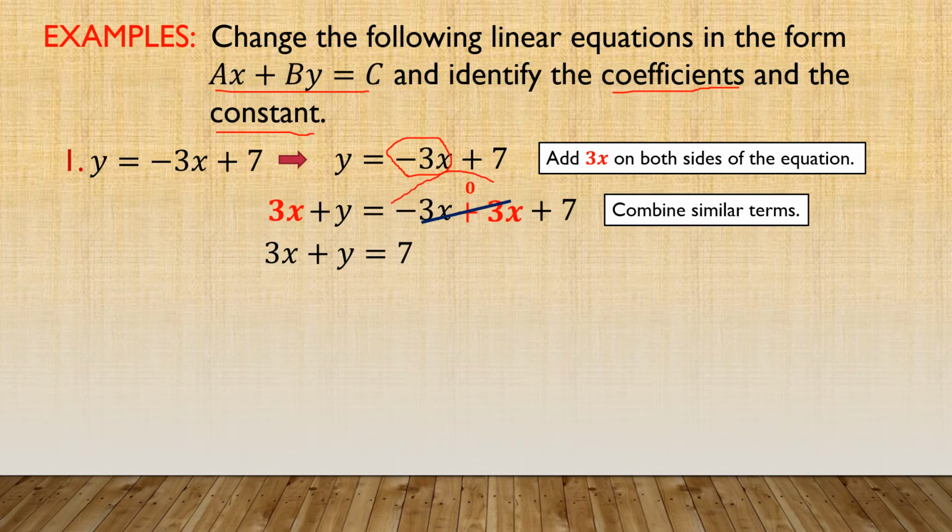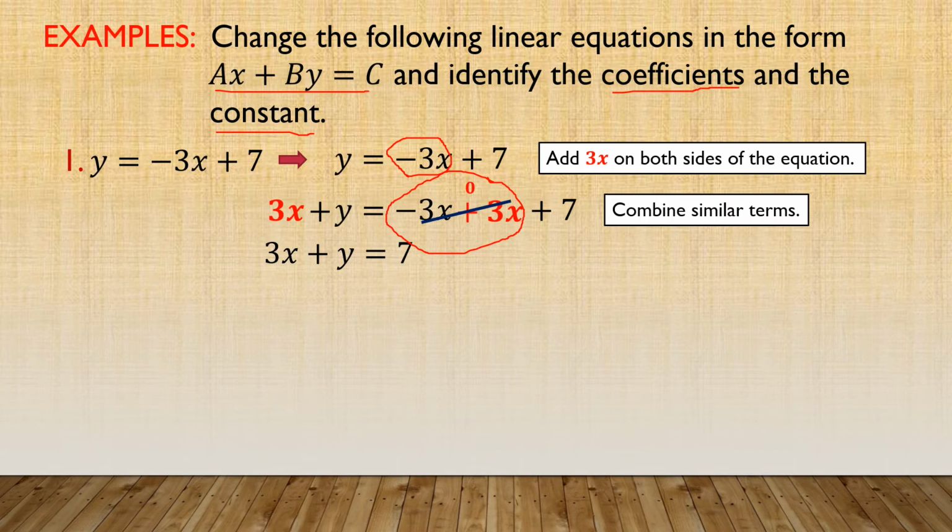Itong part na to ay naging 0 na. So, nagawa na natin yung target natin na matanggal siya sa right side kasi kailangan siya sa left side. Again, if you want to remove something on that side, get the additive inverse of that and then i-add. So, magiging 0 siya. Pero kung multiply naman, multiplicative inverse naman ang gagamitin.